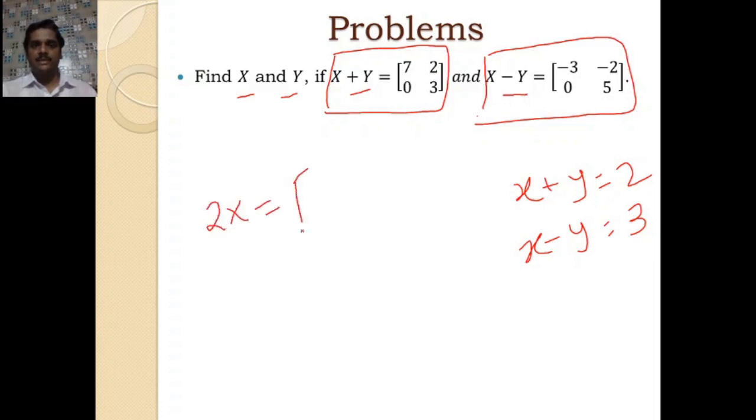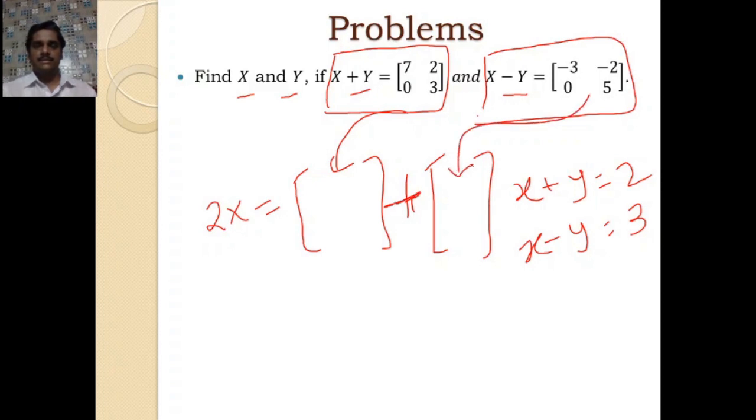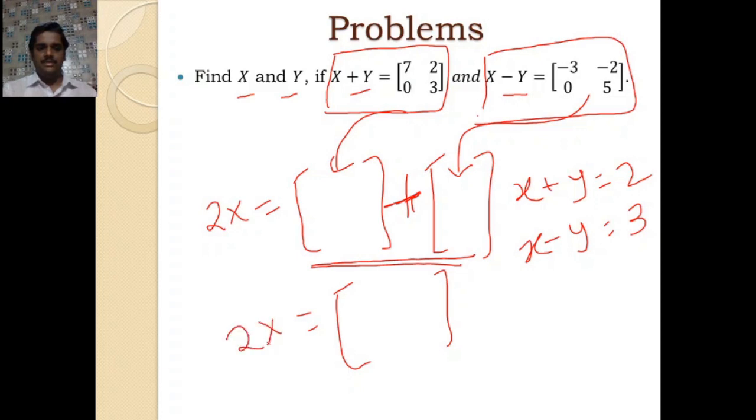So 2x will be equal to this first matrix plus this second matrix. And you'll perform this matrix addition, obviously. You'll get something, and after that you'll multiply by 1 by 2 on both sides to get the value of x. And you'll get the value of x.